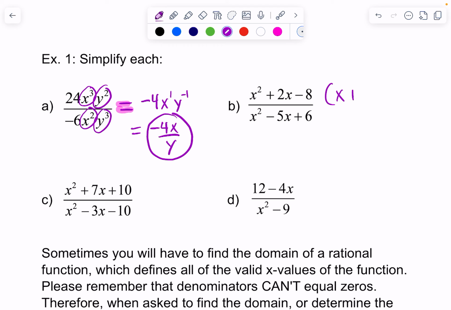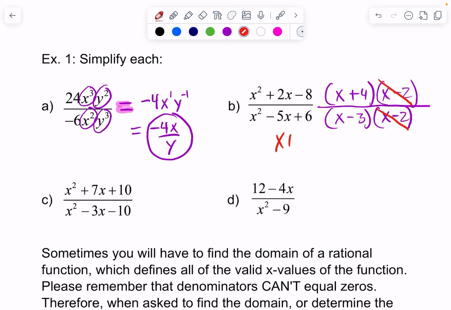B, let's go ahead and factor the numerator and the denominator. We've got x plus 4 times x minus 2 over x minus 3 times x minus 2. I have an identical binomial of x minus 2 in the numerator and denominator. That cancels out to be 1. And my simplified answer is x plus 4 over x minus 3.